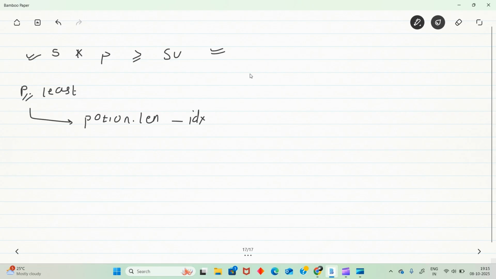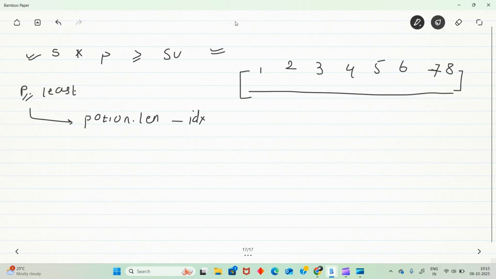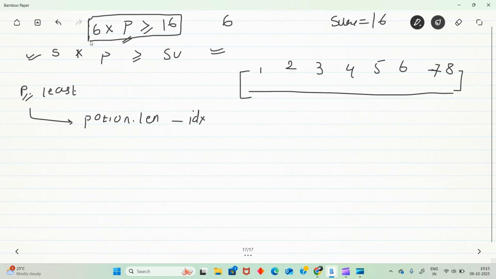Now we are going to use binary search. Let's say this is our array, and we are going to sort it: 2, 3, 4, 5, 6, 7, 8. Now my number is 6 and my success is 19. Let's say 18, or we can consider it as 16 as well. Now I want to find a pair where 6 into some P should be greater than 16. That means I want to find a P which satisfies this condition, but P is the least number.